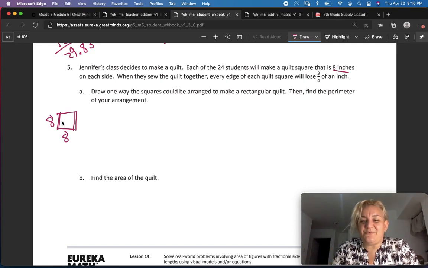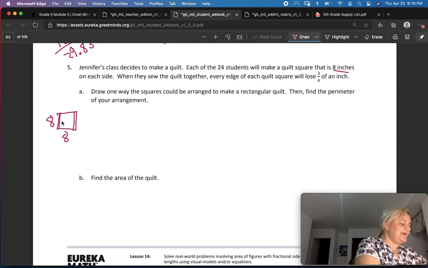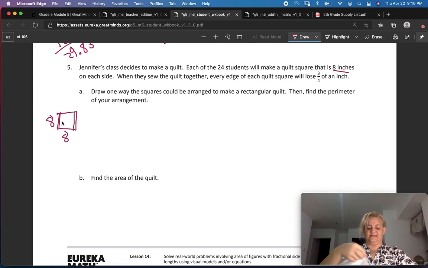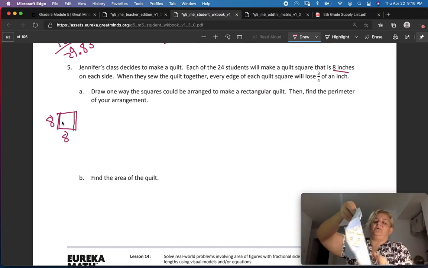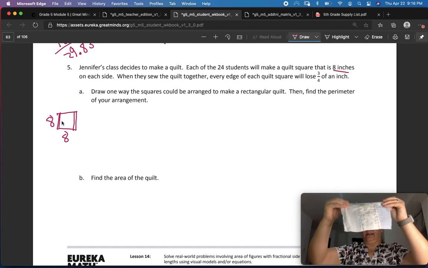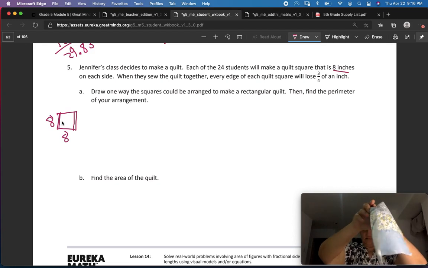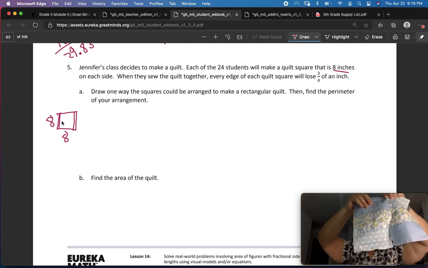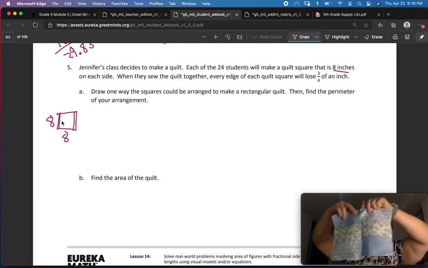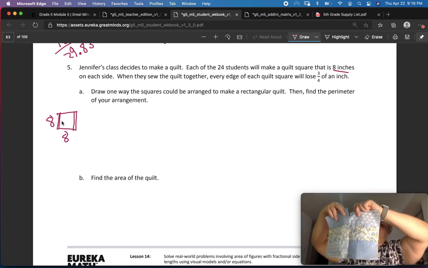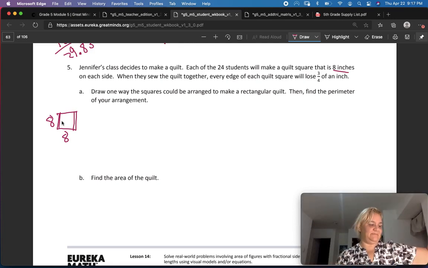They're going to lose 3/4 of an inch for every square. And if they're sewing them all together, they're going to lose a lot, right? So if I sew this to this, I'm going to lose 3/4 on each side. Does that make sense? So this is a quilt that I never finished. Maybe I will someday. It has to do with my sewing machine not being the greatest. And it gets clogged and makes me unhappy, so then I just leave it.